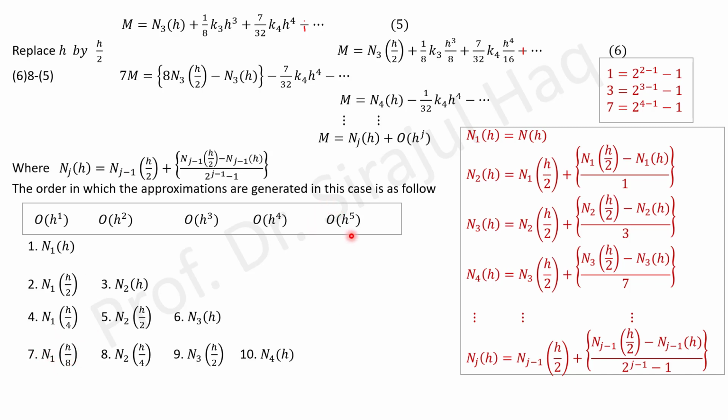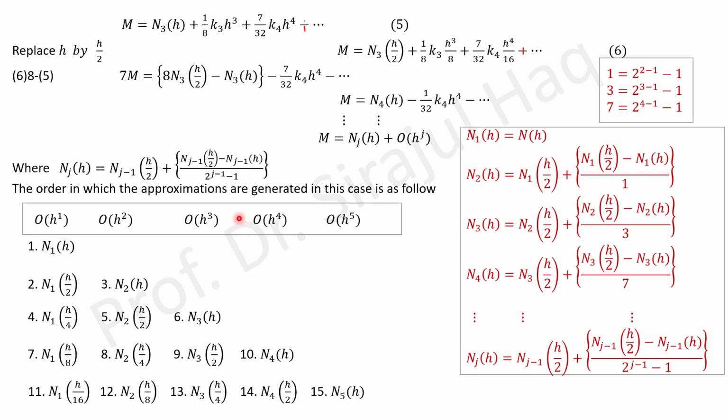And if you are going for error of order h raised to the power 5, so what you have to do? You have to find out N5 of h. For N5 of h, substitute j is equal to 5. You need N4 of h, which is there. You need N4 of h divided by 2. That's the reason I have computed it over here. That will give you, but for N4 of h divided by 2, you have to find out some value. Replace j by 4 and h by h divided by 2. So this will be N3 of h divided by 4. That's the reason I am computing N3 of h divided by 4 before this computation.